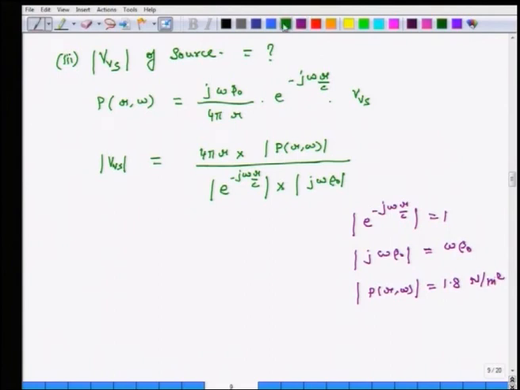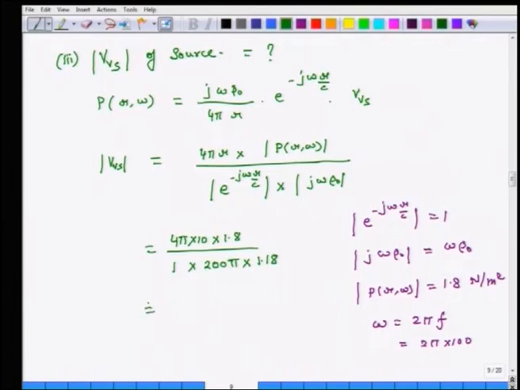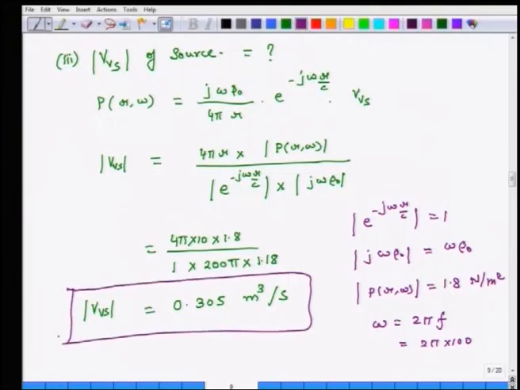So, with that understanding, we start calculating the magnitude of volume velocity. So, it is 4 pi times r, which is 10, times 1.8, divided by 1, which is the magnitude of e to the power of minus j omega r over c, times omega. So, omega equals 2 pi f equals 2 pi into 100 hertz. So, that is 200 pi times density 1.18. If I do the math, this is equal to 0.305 cubic meters per second. So, that is my magnitude of volume velocity, and this is my equation 9.